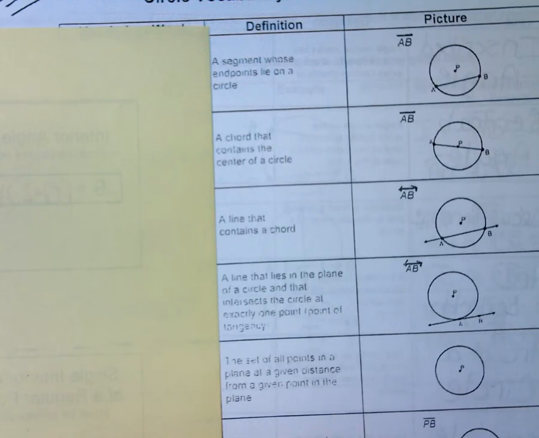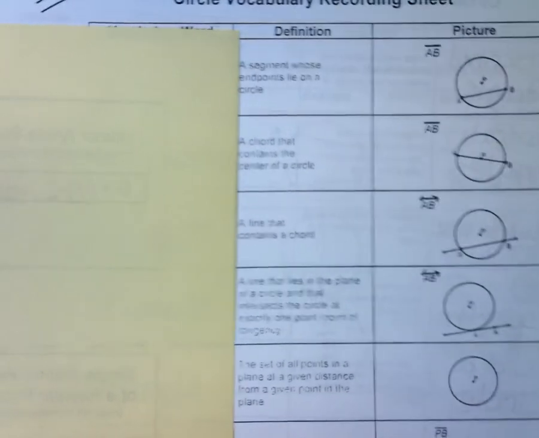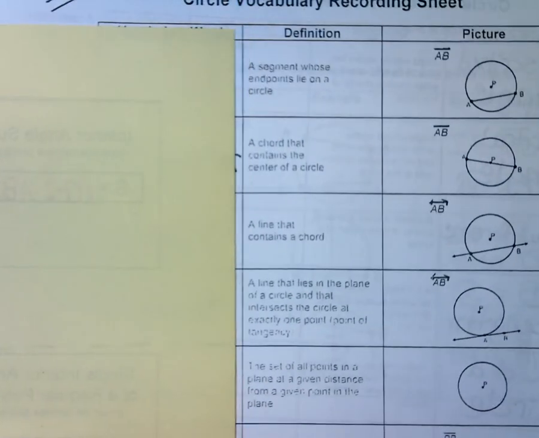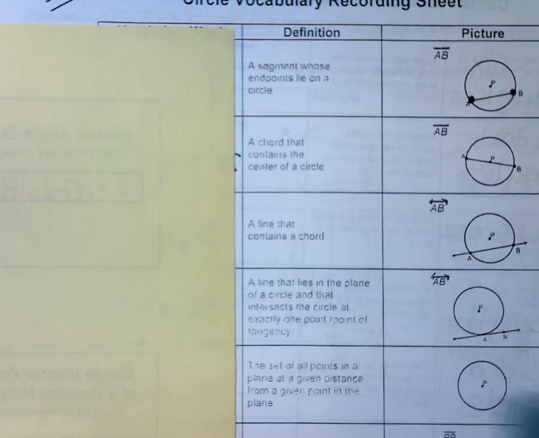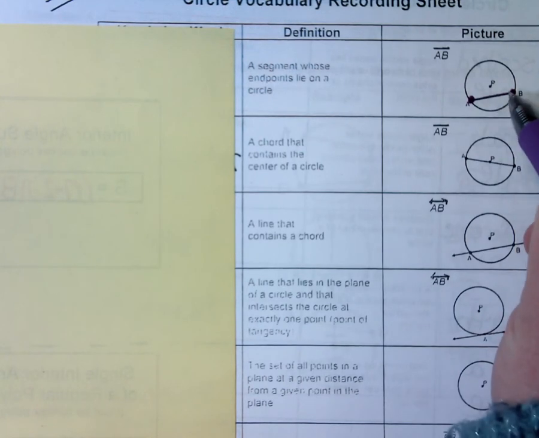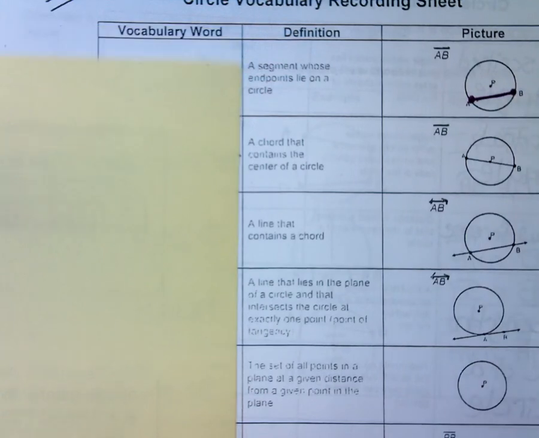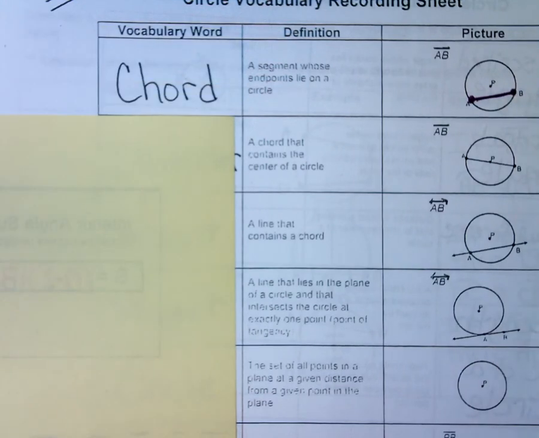Kids, the first one is chord. Those of you who thought about it, do you agree? Yeah. No. Okay, so this is something we haven't actually talked about, but it's probably something you would have learned prior to this class. It's a segment that has both of its endpoints on the circle. So that is definitely a chord. Okay, how about the next one?